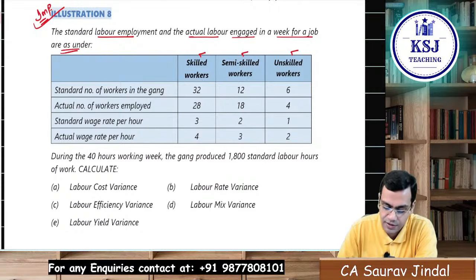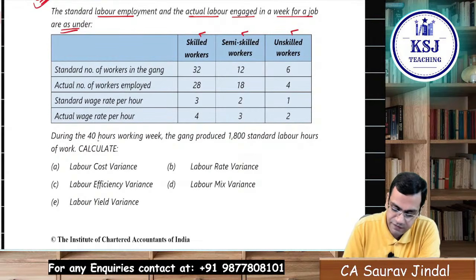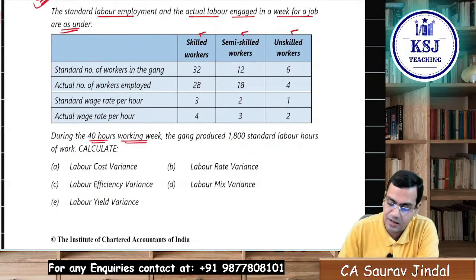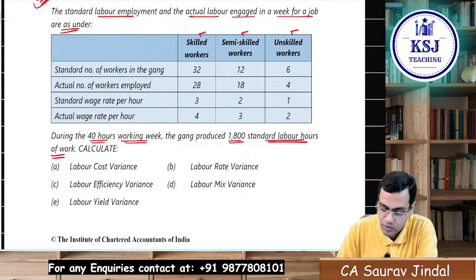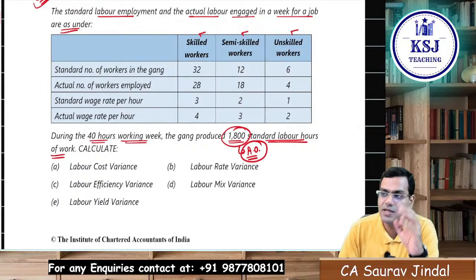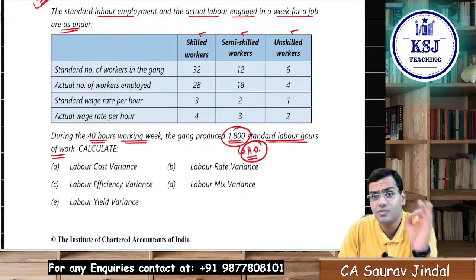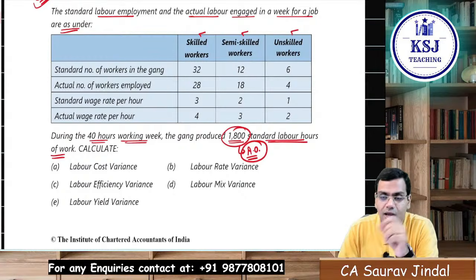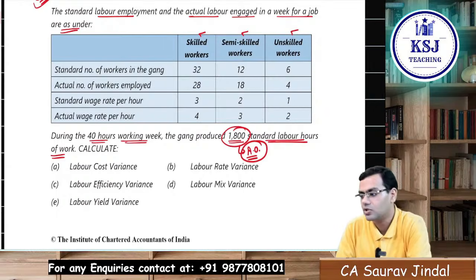Standard wage rate is given to you and the actual wage rate is given to you per hour. Then during the 40 hours working week, the gang produced 1800 standard labor hours of work. Calculate the labor variances. Now what is this 1800? Sir, this is the actual output. They have given the actual output in terms of the standard hours, that the actual output is equivalent to 1800 standard labor hours, right? So this is the actual output.